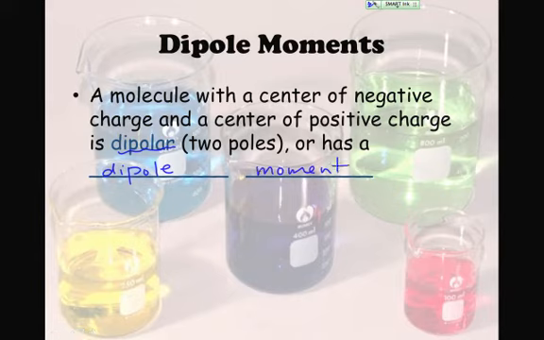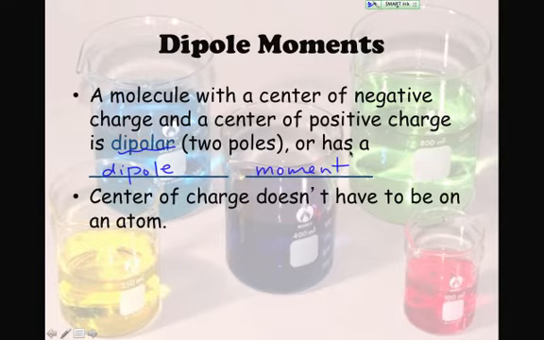And a dipole moment in physics is an important feature in where that charge is located around the atom or around the molecule. It's kind of like the idea of the center of mass. The center of charge, though, doesn't have to be on an atom necessarily.